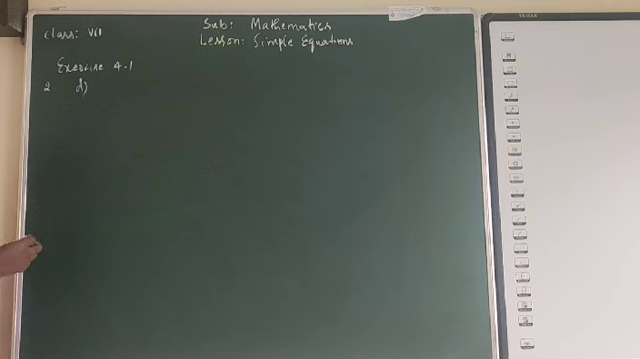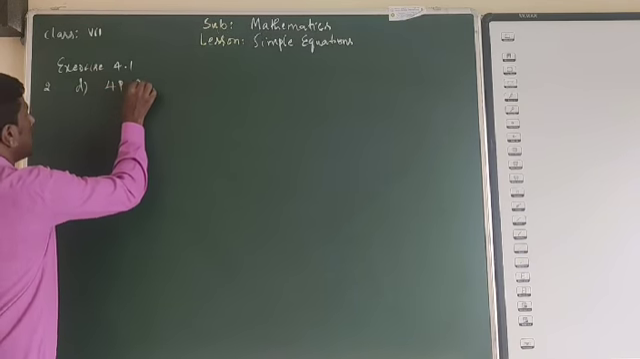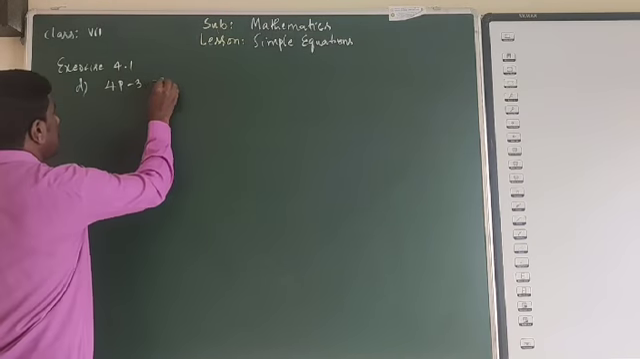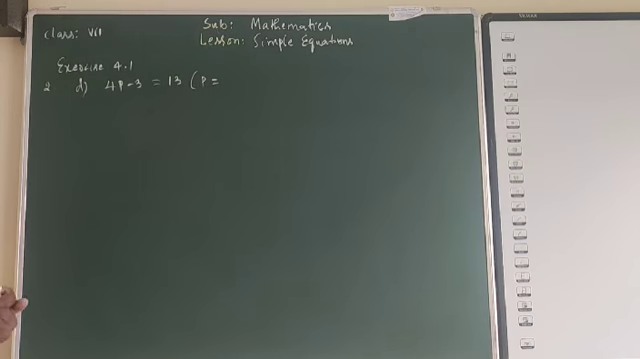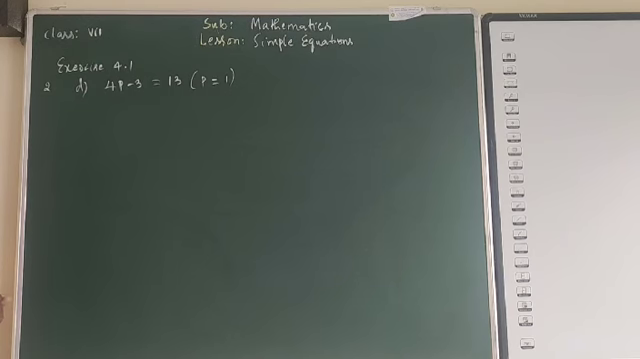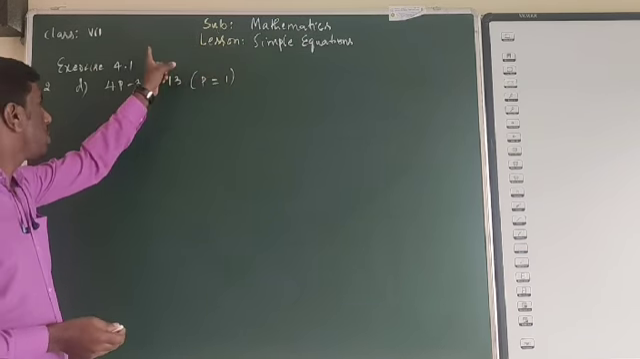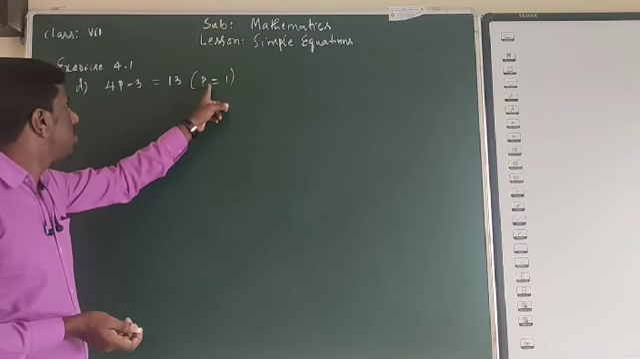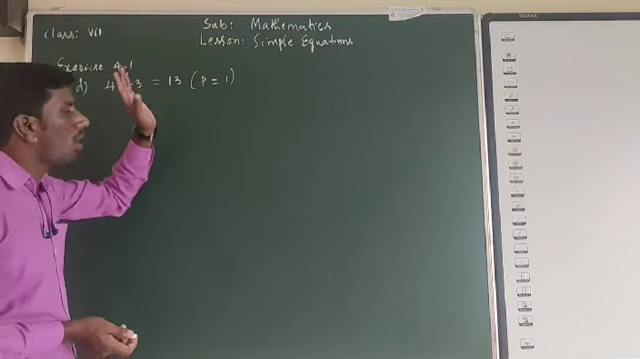Second one, D. The equation is 4p minus 3 is equal to 13. The value they have given in the bracket is p is equal to 1. Now I need to check whether the value given in the bracket is a solution of this equation or not. Is p is equal to 1 a solution of the equation 4p minus 3 is equal to 13 or not?